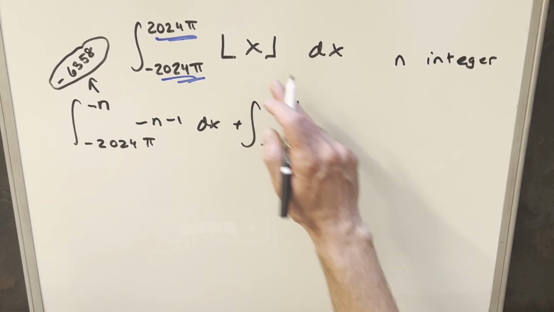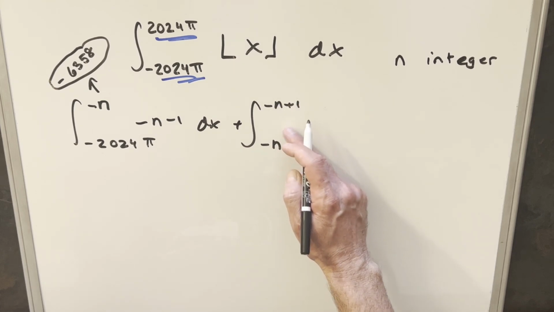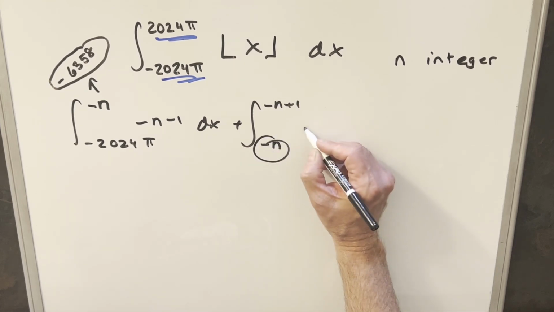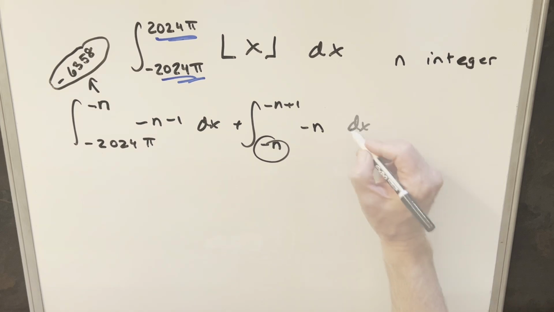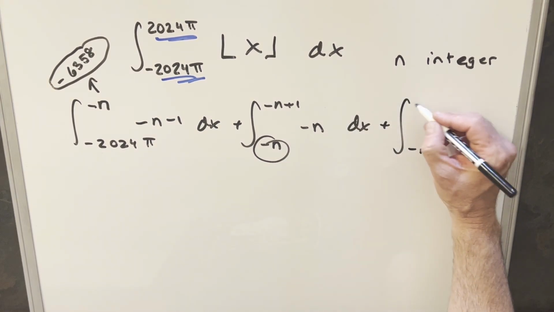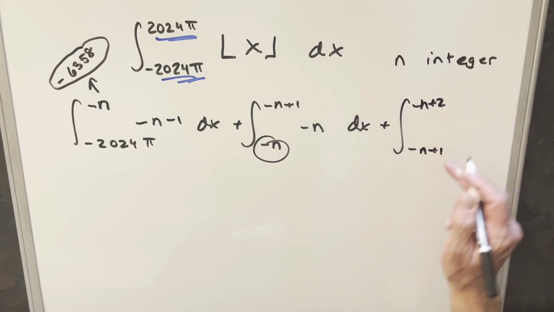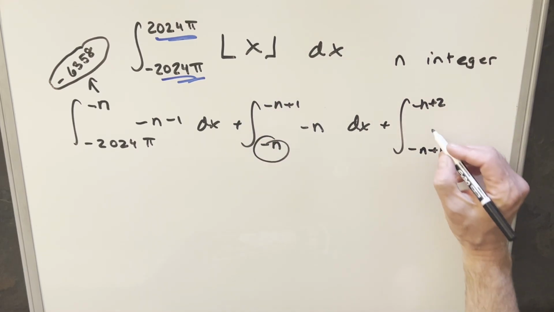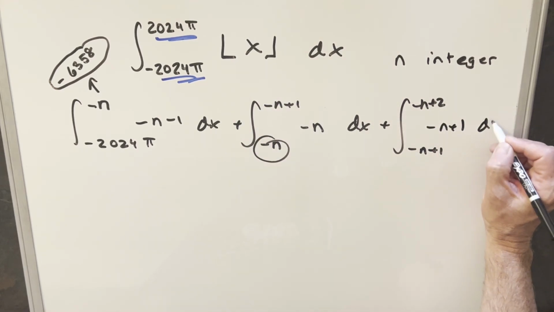When we have the floor of x, when x values are between two integers, it's just going to be the lower bound. So this one's going to be minus n. And maybe let's just do one more really quick. So for the next one, we got minus n plus 1 to minus n plus 2. The floor takes us down to the lower bound, minus n plus 1 dx.